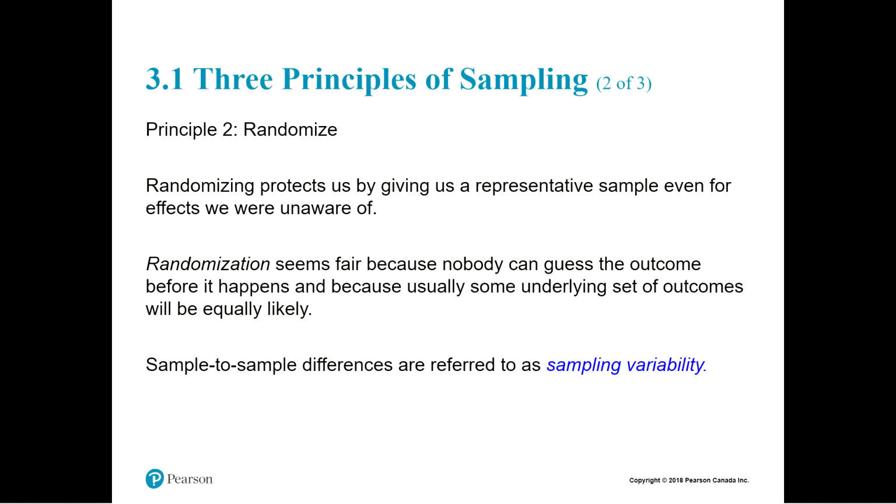Randomizing protects us by giving us a representative sample even for effects we were unaware of, and it doesn't eliminate bias but certainly controls it. Randomization seems fair because nobody can guess the outcome before it happens, and because usually some underlying set of outcomes will be equally likely. Sample to sample differences are referred to as sampling variability.